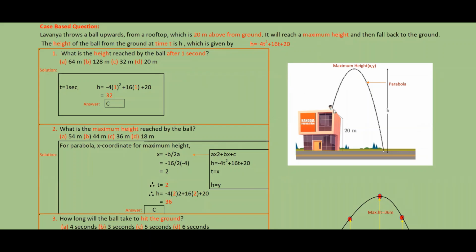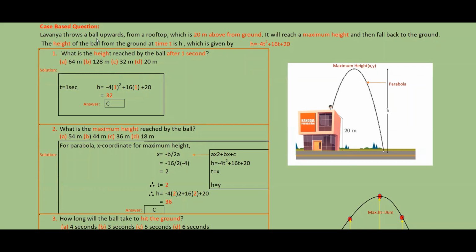So here Lavanya throws a ball upwards from a rooftop which is 20 meters from the ground. See here, this is 20 meters from the ground and it will reach a maximum height. The ball reaches the maximum height h. And here the relation between the time taken and the height is h is equal to minus 4t square plus 16t plus 20. Some questions are given, and some options are also given, and we have to find which option is correct.